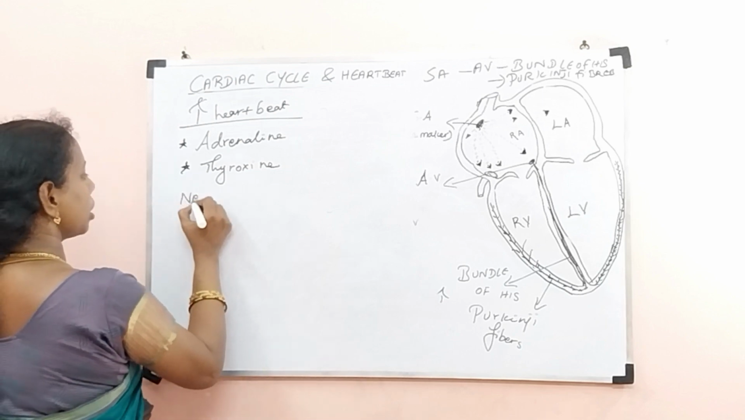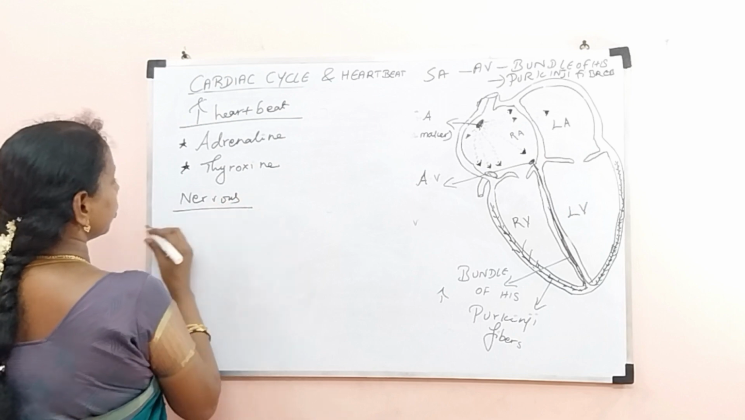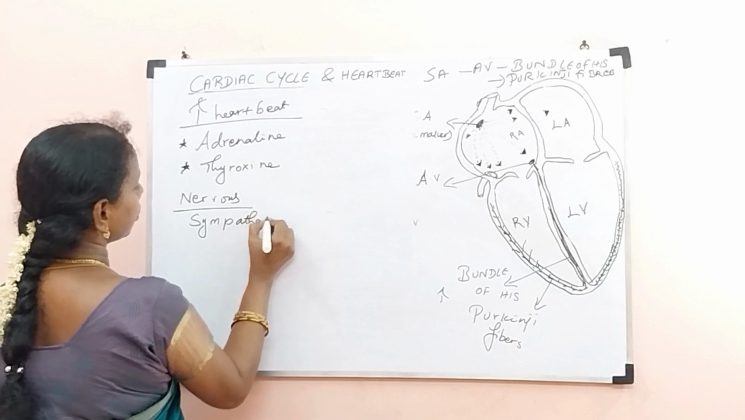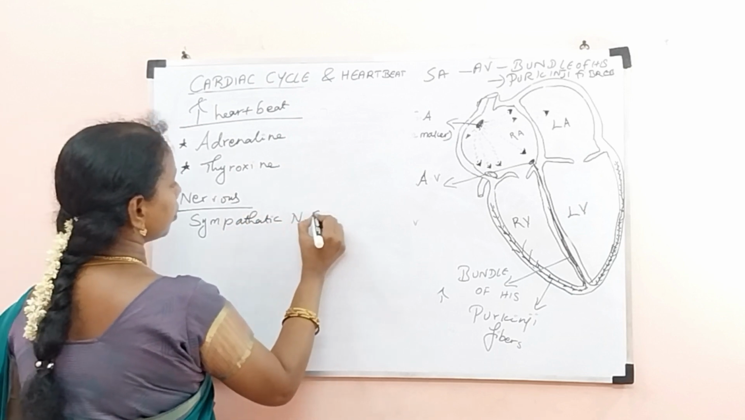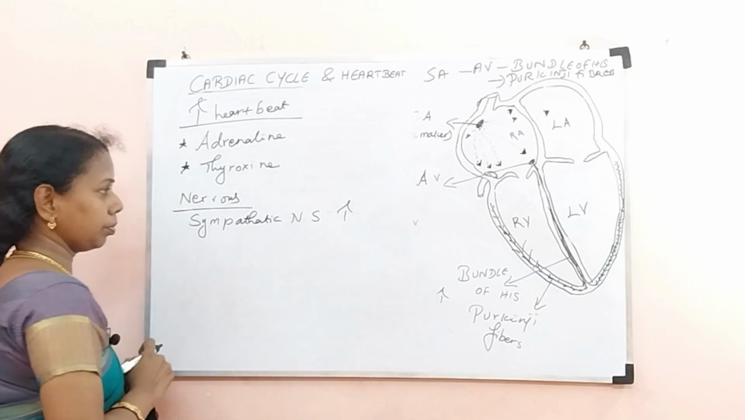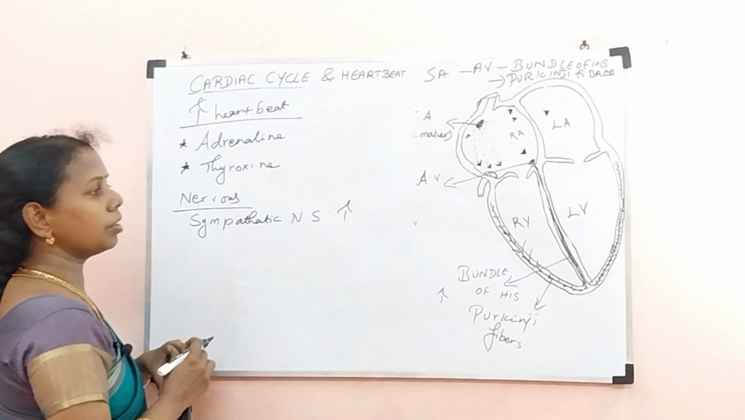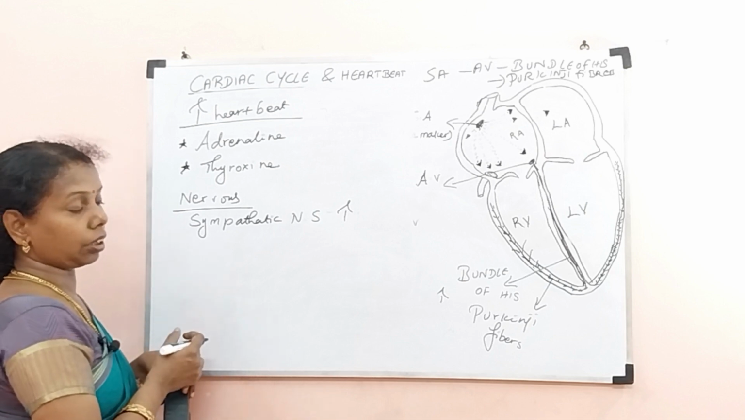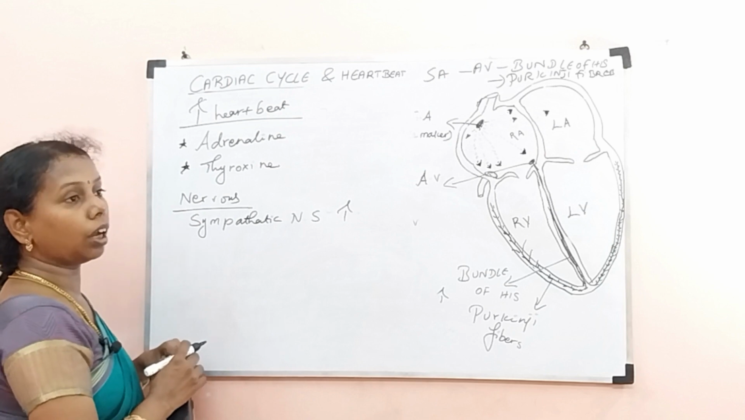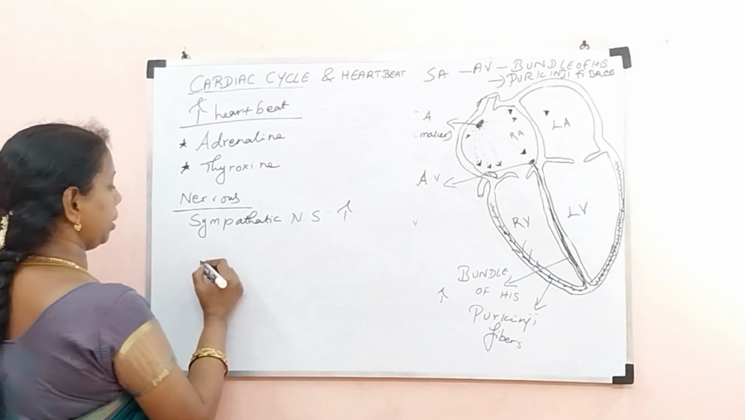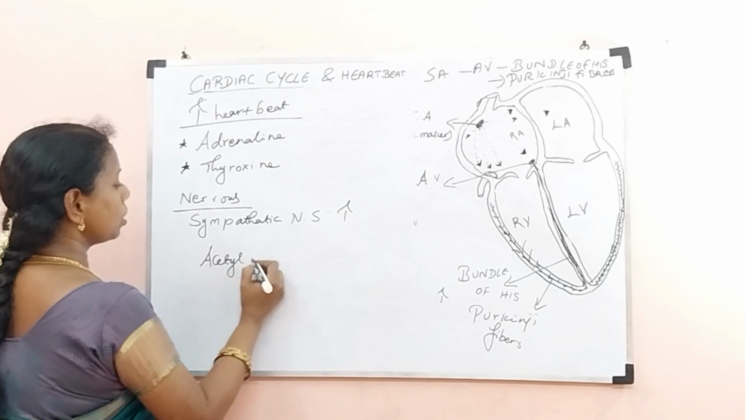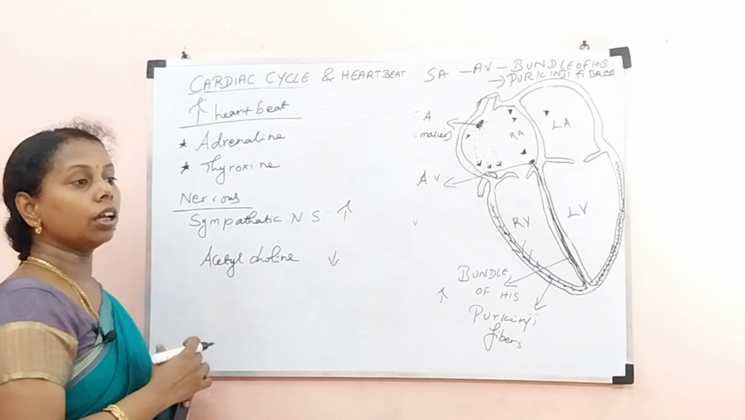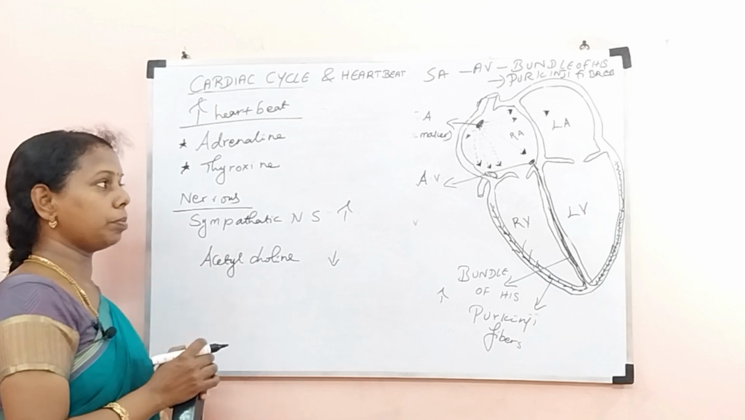In case of nervous control, the sympathetic nervous system increases the heartbeat. As you know, the sympathetic nervous system again includes adrenaline as its neurotransmitter. Whereas acetylcholine, on the other hand, decreases the heartbeat. This is also a neurotransmitter only. But of course, children, our heart is myogenic and it is under the control of muscle fibers only.